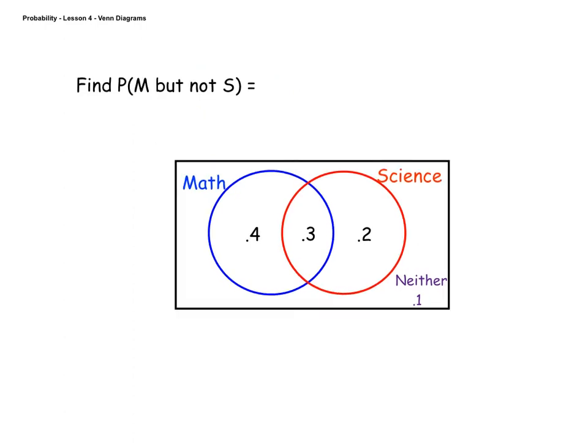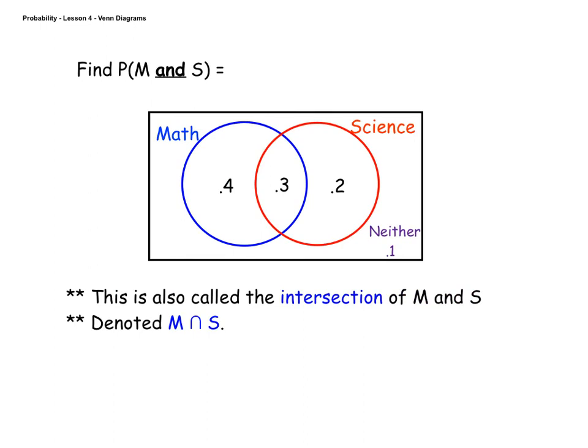This is the probability of math, but not science, so math only. Another way to write that would be 0.4. Probability of math and science, this is your overlap. Probability of taking a math and a science class is 0.3. This is also called the intersection. You might see that notation, M intersection with S, or where's the overlap?